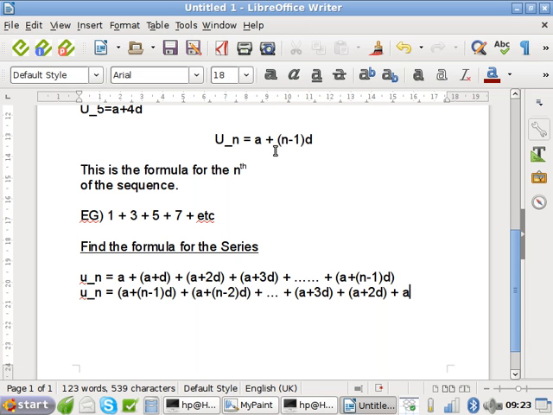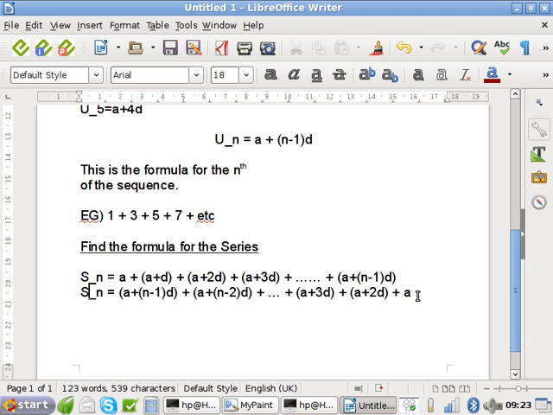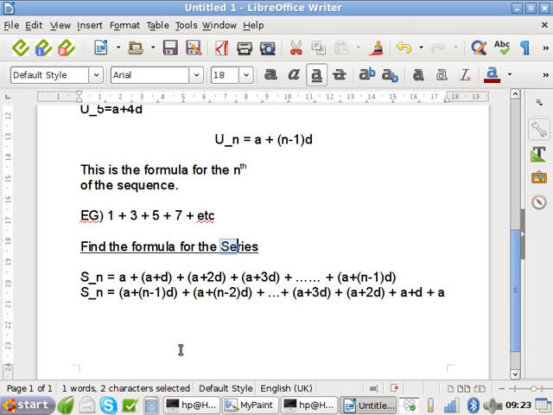Some people maybe have seen this proof before. And then what you do is you add both lines together. Plus d, yes, a plus d plus a. A little bit more space there. And the reason I changed this to an S is S is for series. You want to add them together.